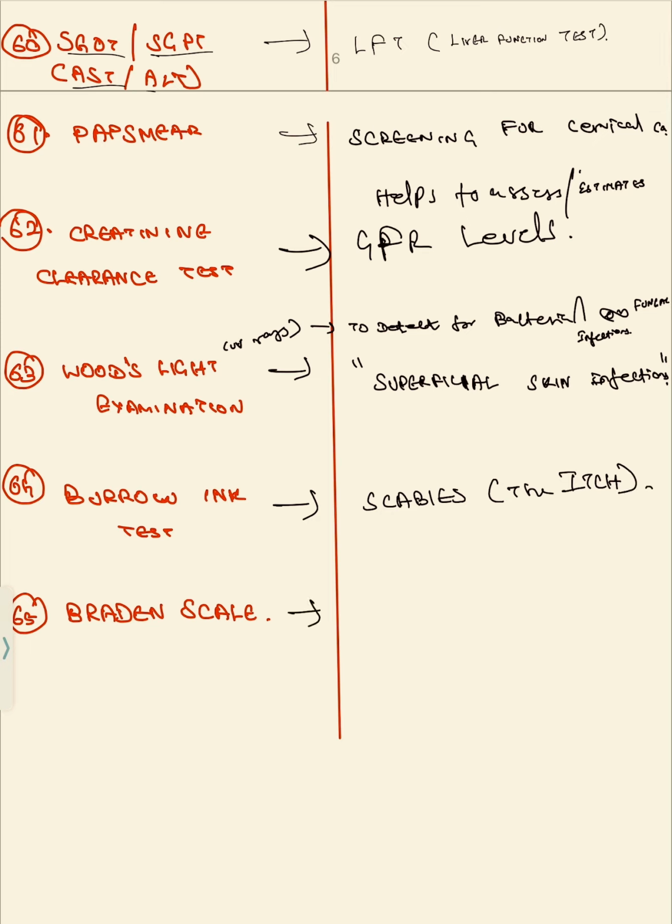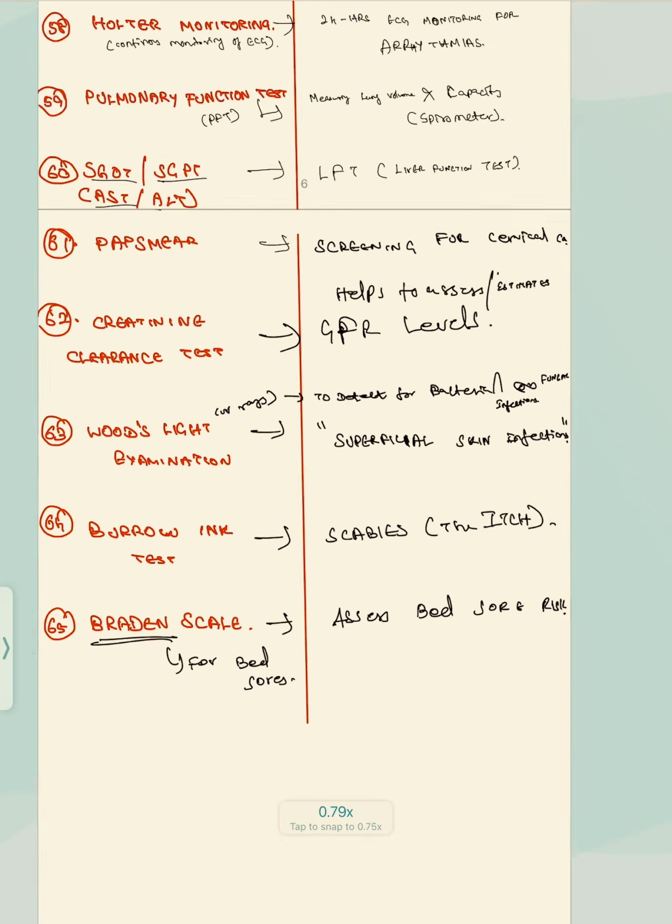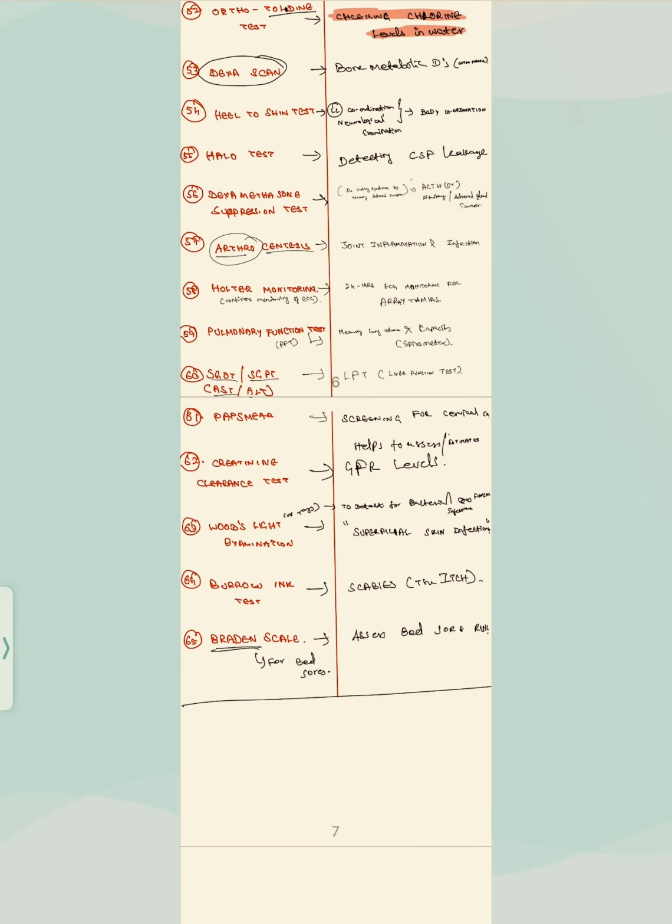Last but not least, brothers and sisters, Braden scale. Braden scale is for assessing our bed sore risk. It's for staging of bed sores. It assesses bed sore risk. Okay, we completed.